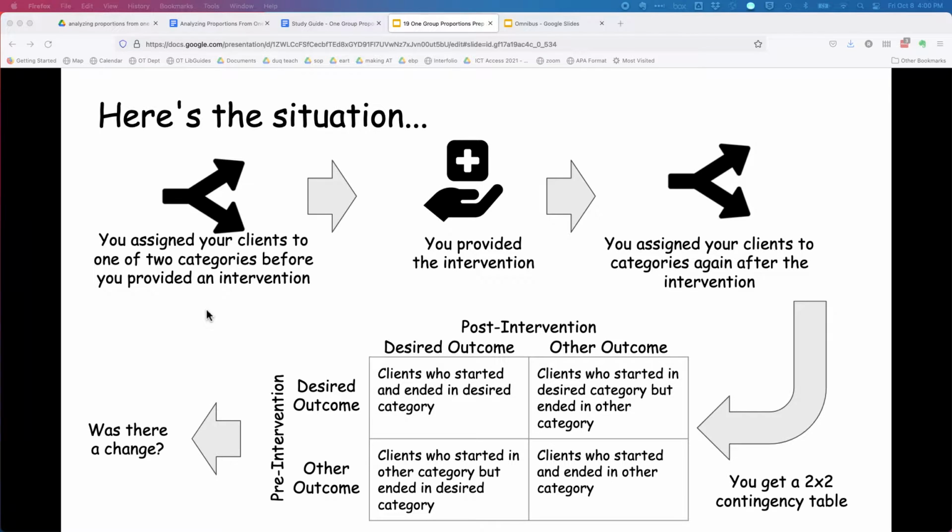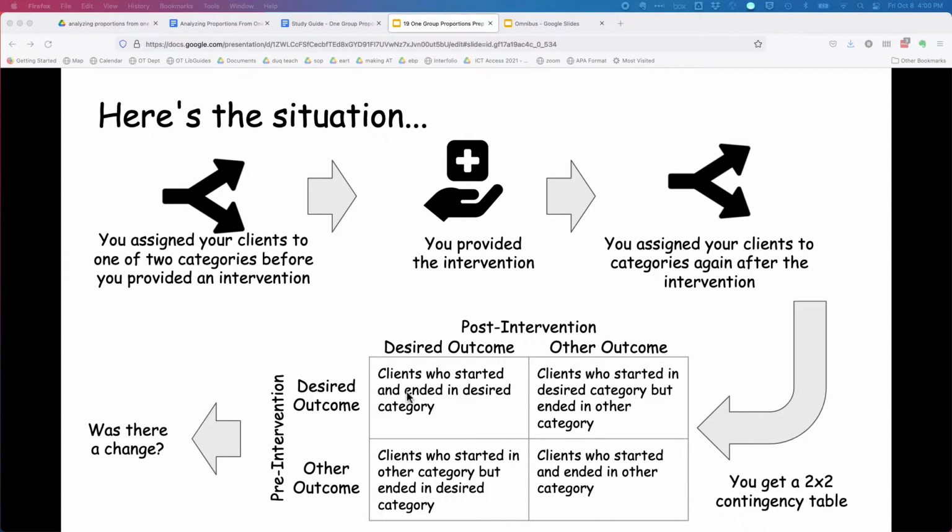Now consider this situation. You're able to assign your clients to one of two categories before you provide an intervention. You provide the intervention, and then you assign your clients to categories again afterwards. What you'll wind up with is something called a contingency table, where you can divide your clients into four categories based on whether they started in the desired outcome category and whether they ended in the desired outcome category.